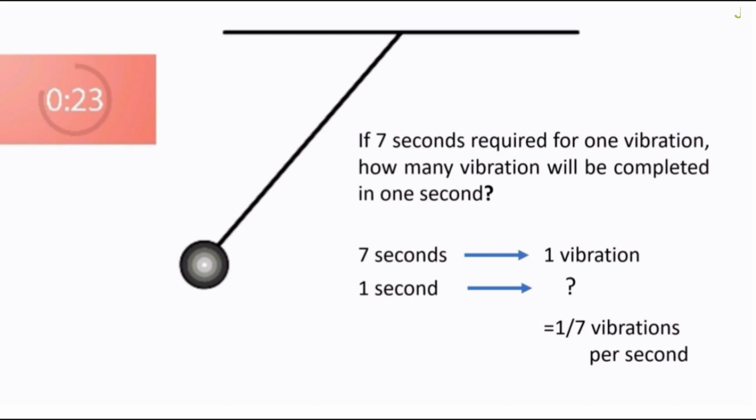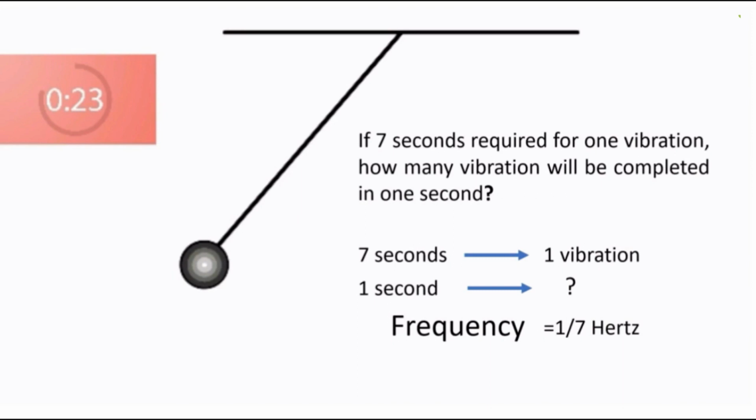So we have found how many vibrations take place in 1 second as far as this pendulum is concerned. Can you tell me, what do you call the number of vibrations per second? The number of vibrations per second is called frequency. So what is the frequency of this pendulum? 1 by 7 vibrations per second.